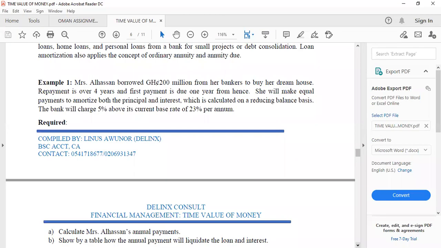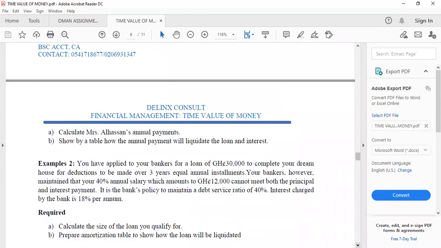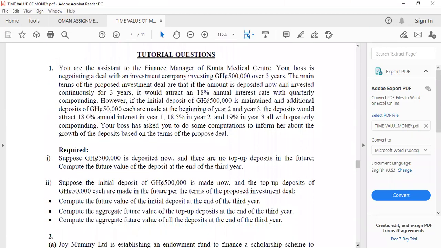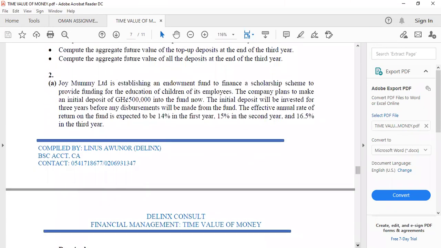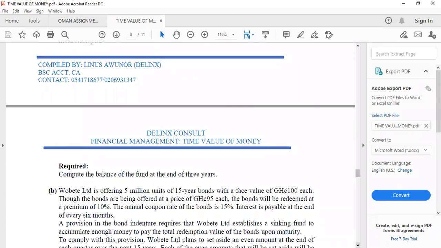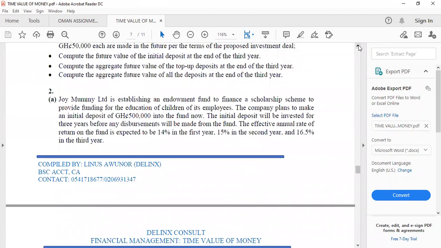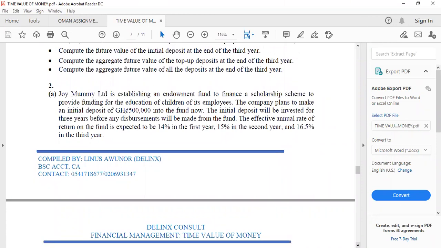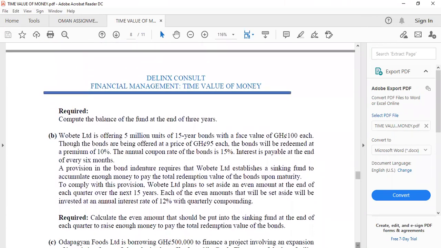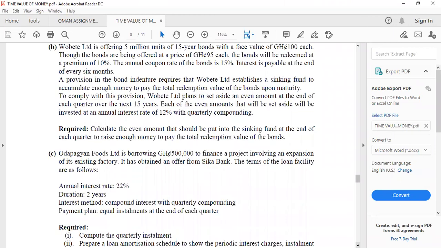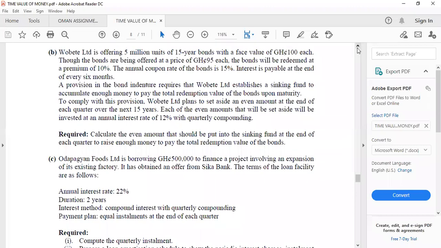Okay, let's fix some past questions and tutorial questions. We have solved these ones already. Let's fix some past questions on there. Okay, we have solved the A part. Let's look at the B part.